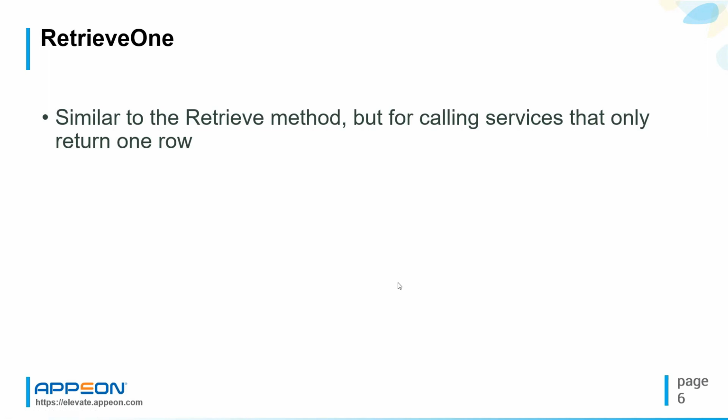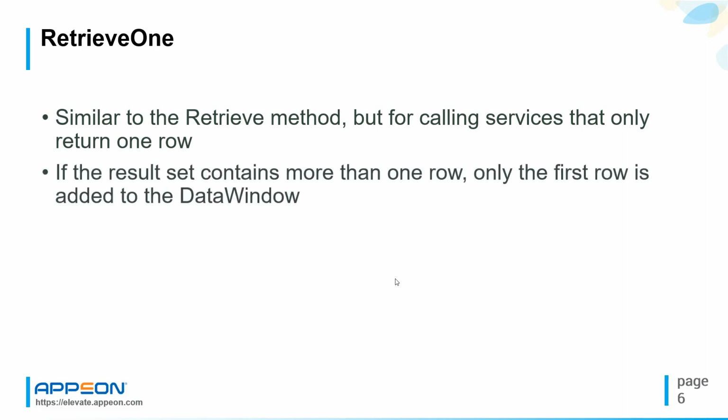Okay, so let's look at the RetrieveOne method. There is a Retrieve method on the REST client that is for getting a result set, but let's say you just wanted to retrieve one row. Well, you couldn't do it using the Retrieve method because the Retrieve method is expecting an array. So what Appeon did is add a RetrieveOne method that just expects to get a single row back. Now, if you do use it to request data from a service that does return an array, it will only take the first row of that result set and add it to the DataWindow.